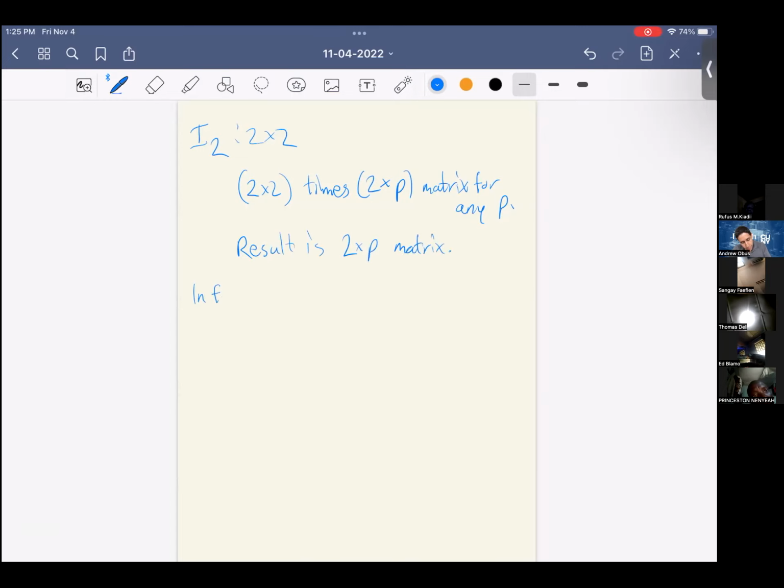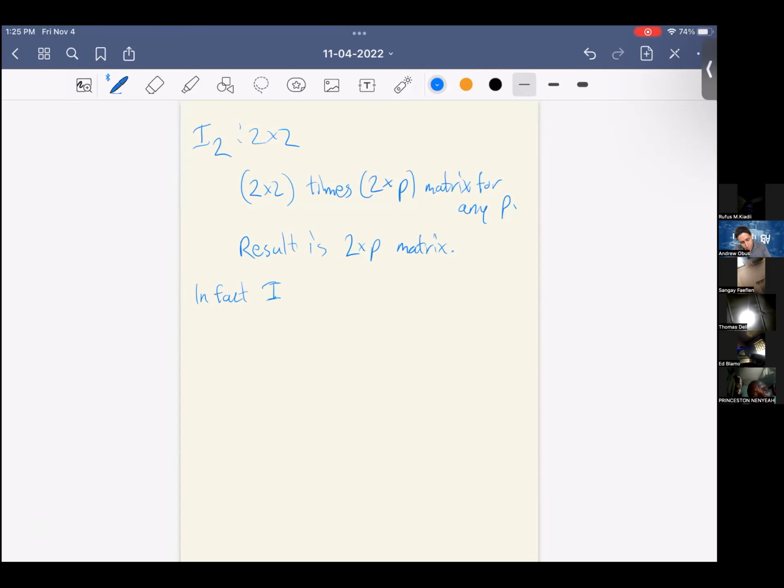So in fact, we have that I2 times A is equal to A for any 2 by P matrix A. Yeah, so the A doesn't have to be square, but it does have to have exactly two rows in order to make it work. And similarly, if I take A times I2, this is going to be equal to A for any M by 2 matrix A.